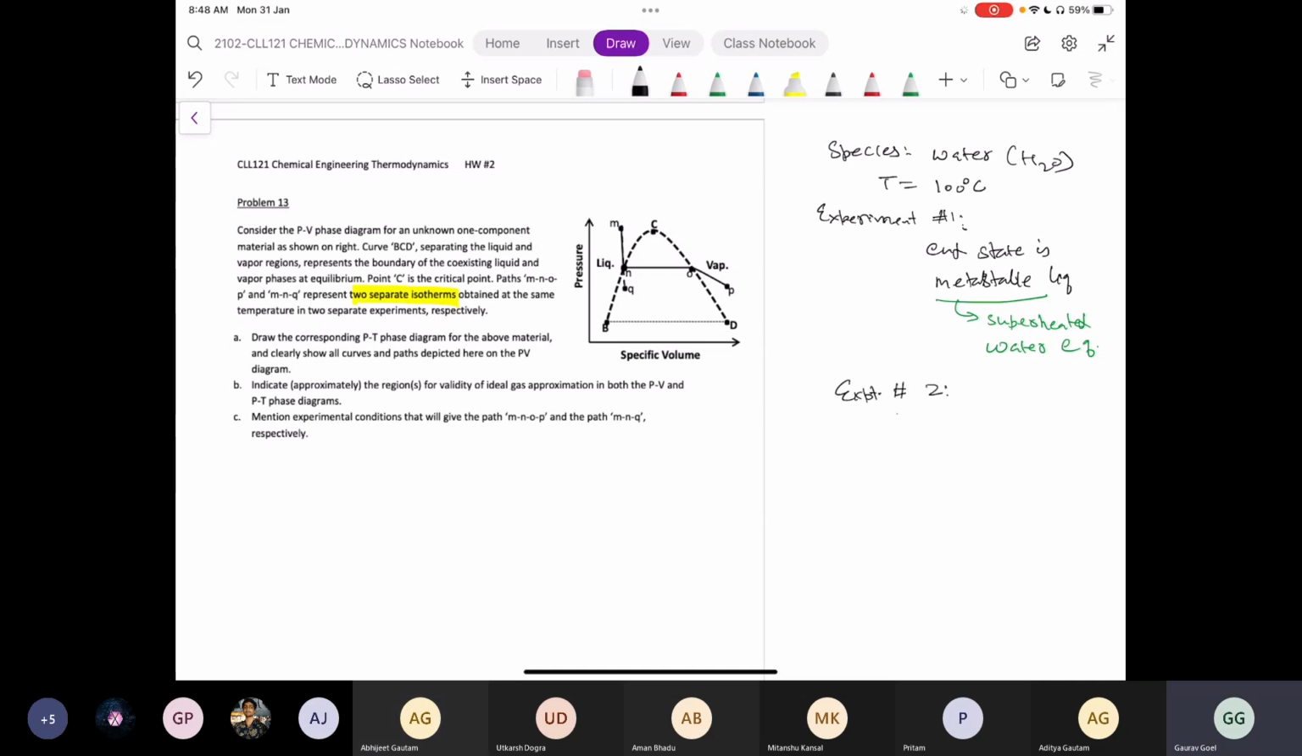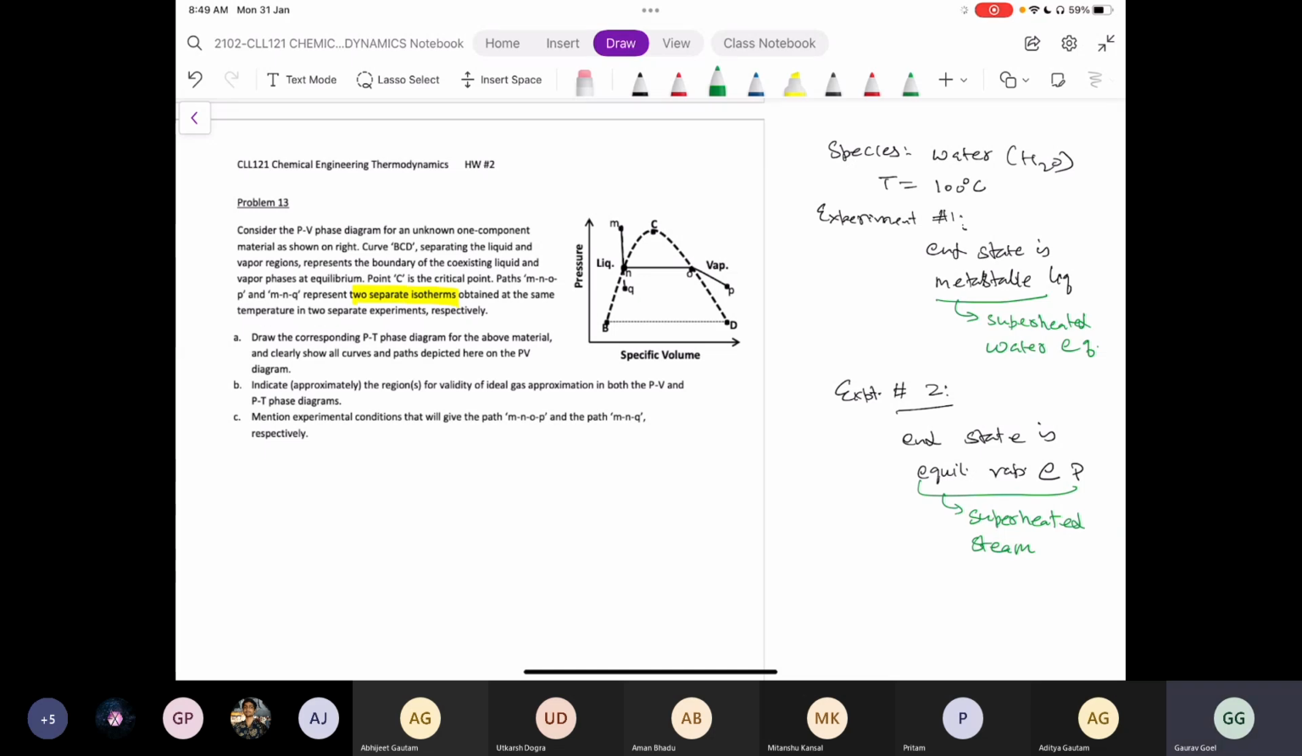In experiment number 2, again a depressurization experiment at constant temperature, the end state is an equilibrium state now, equilibrium vapor at T. This equilibrium state is known as superheated steam for the case of water. Otherwise, you will call it superheated gas or superheated vapor. In this case, for water, we call it steam. So superheated steam. In experiment number 2, you are ending up in an equilibrium state.